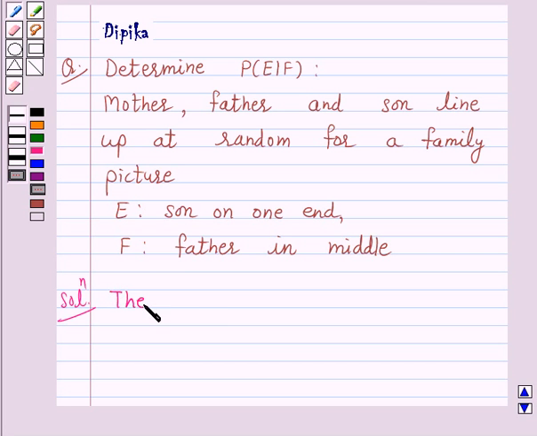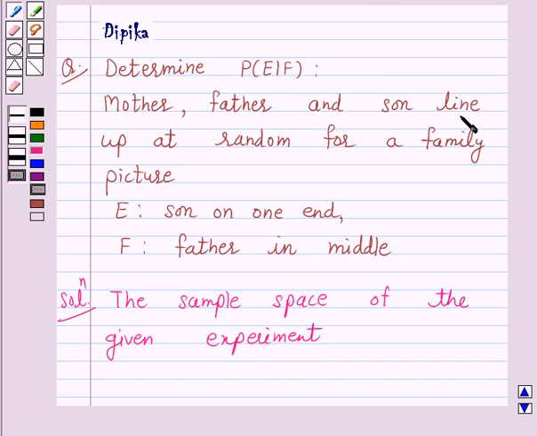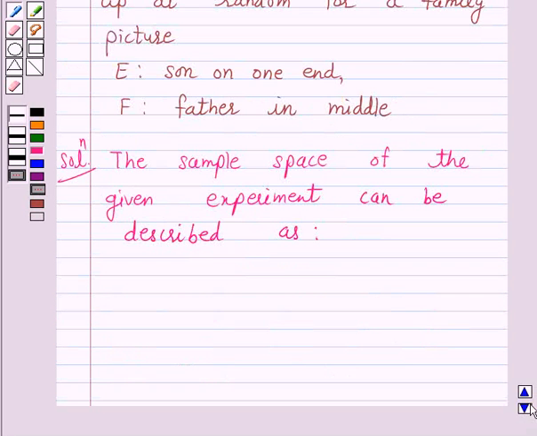Now, the sample space of the given experiment, that is the experiment of lining up mother, father and son, can be described as S is equal to MFS, that is mother on one end, father in the middle and son on the other end.